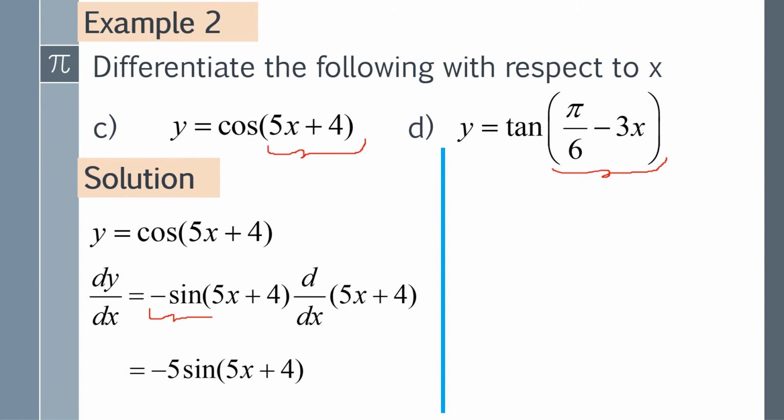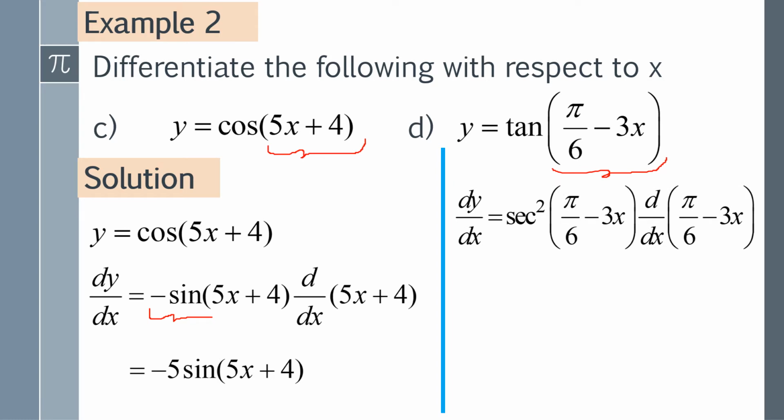Look at example 2D. y equal to the tangent of pi over 6 minus 3x. Again, if we differentiate tangent, we get secant squared x. Then the angle doesn't change, we just copy. Then we have pi over 6 minus 3x. Next, we differentiate the angle. We get negative 3. Differentiate pi over 6, it is a constant, so we get 0. Then the answer is negative 3 secant squared of pi over 6 minus 3x.